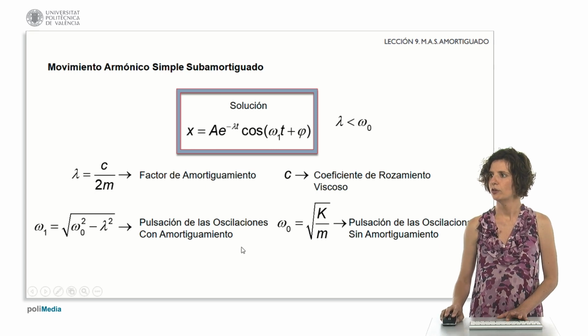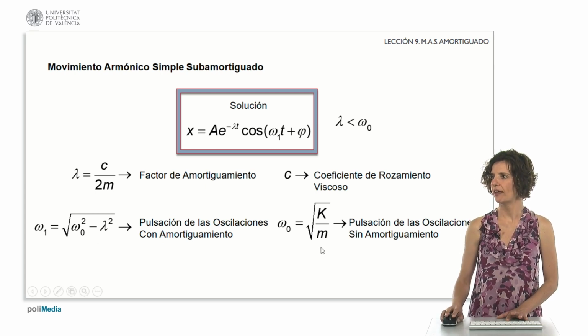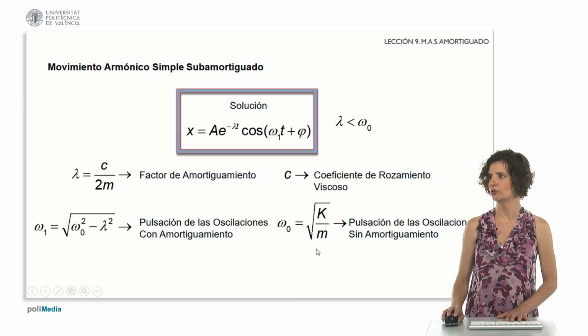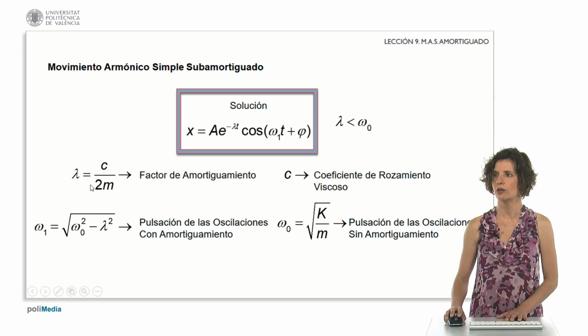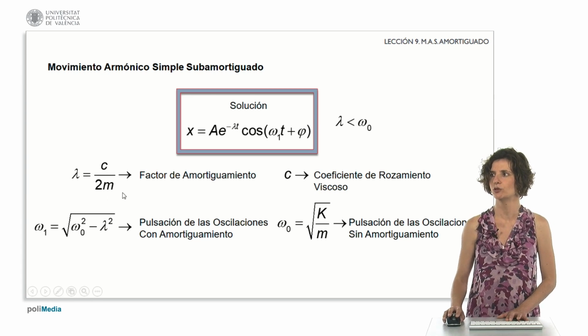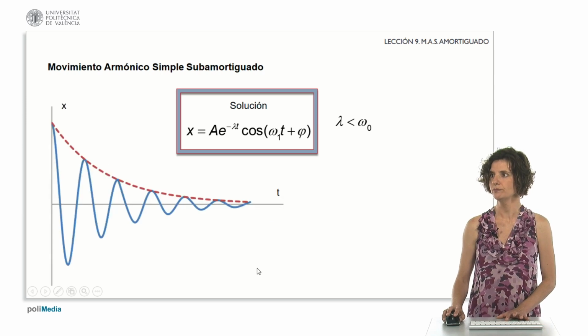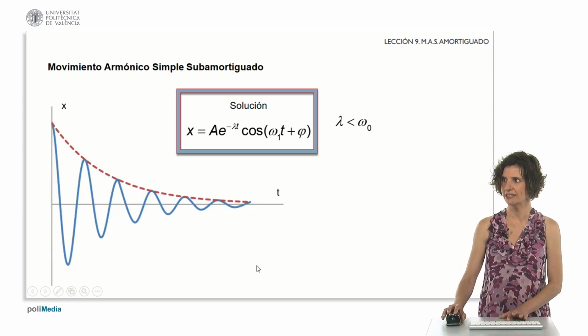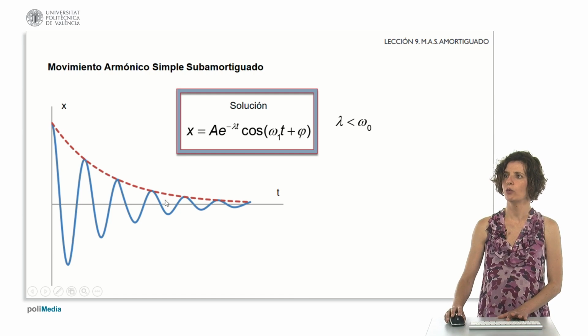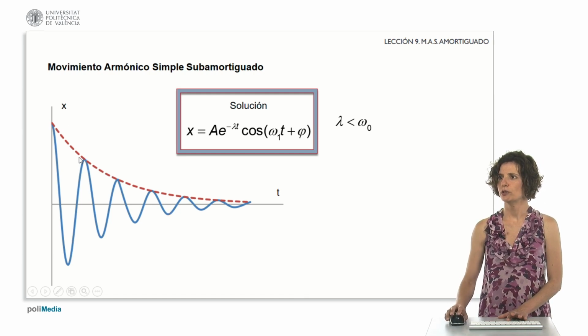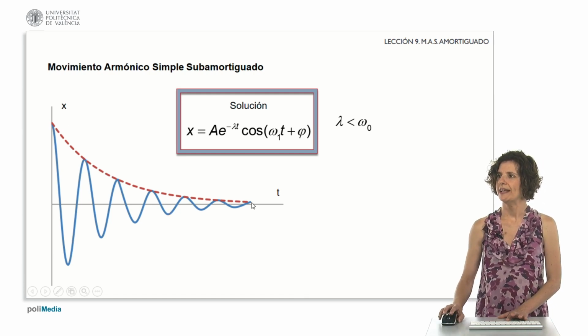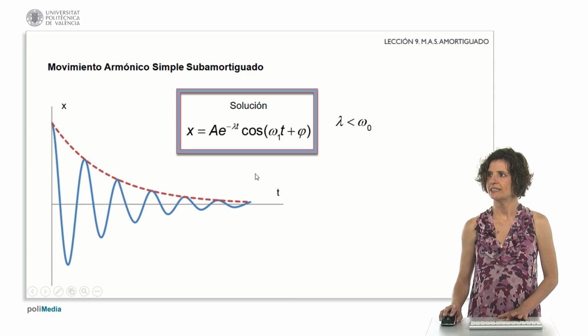Omega 0 is the one we already knew, the square root of k divided by m. It is the pulsation of the undamped oscillations. And then lambda is the damping factor, which is c divided by 2m, where c is the coefficient of viscous friction. Here I have represented that elongation in blue, and I have put in red the envelope, that decreasing exponential that multiplies the cosine.